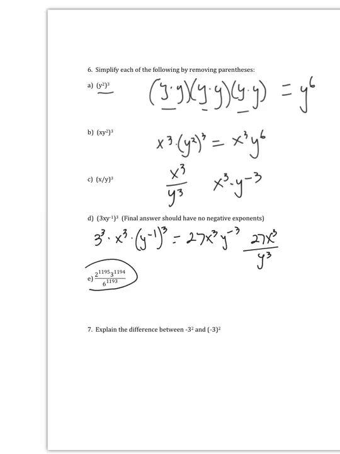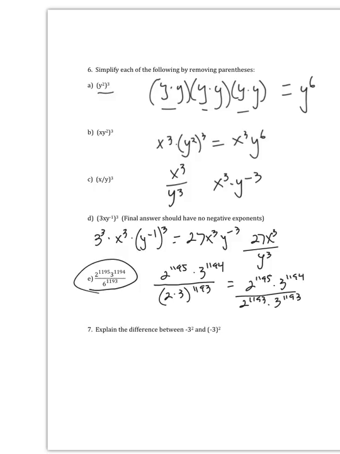Okay, this one, which would be hard to evaluate on a calculator, but we can rewrite as 2 to the 1195 times 3 to the 1194 over 2 times 3 to the 1193, which then simplifies to 2 to the 1195, 3 to the 1194 over 2 to the 1193 times 3 to the 1193. Here we end up with just 2 squared times 3 to the first, so that's just equal to 12.